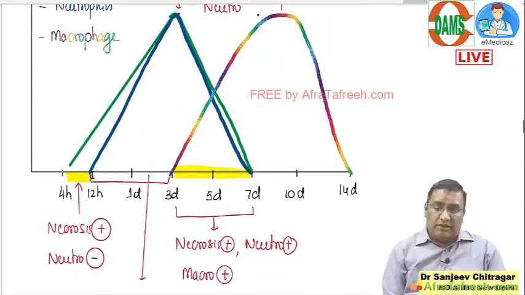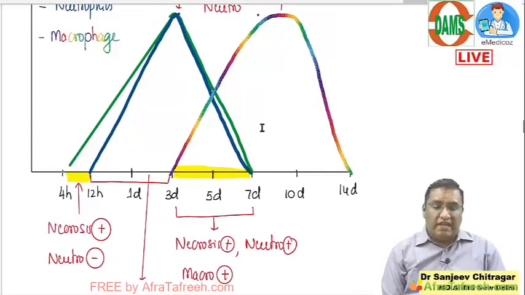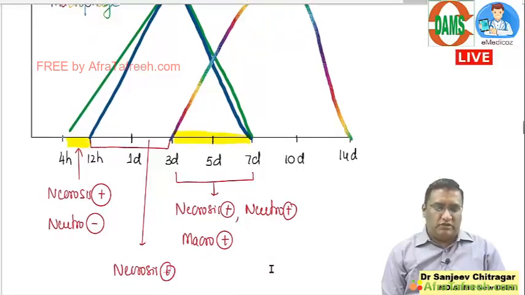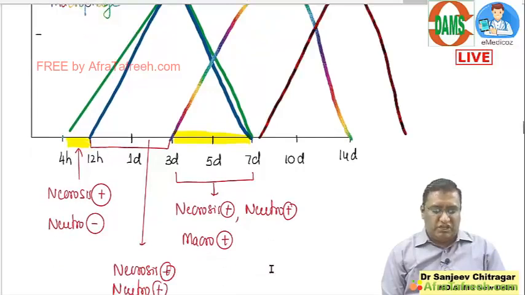Now, what do you see between 12 hours and 3 days? Look at this. Between 12 hours and 3 days, you are seeing both neutrophils as well as necrosis. Coagulative necrosis and neutrophils, both of them are seen here.